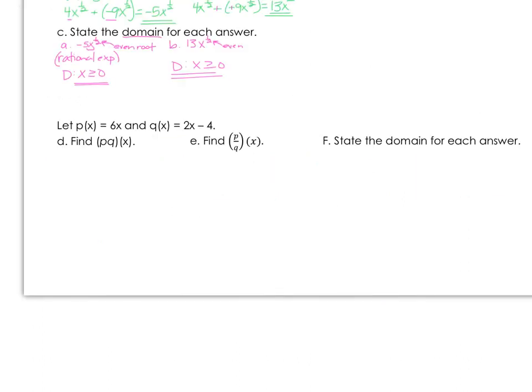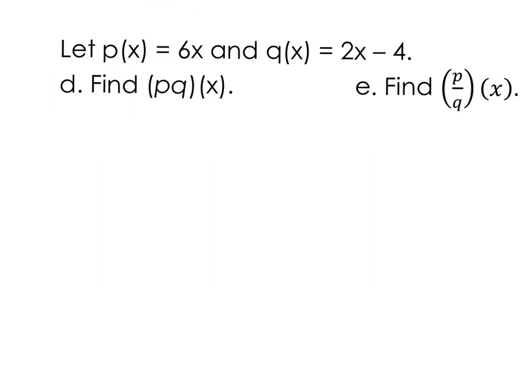All right, last but not least on this page, please write this down. Let p of x equal 6x and q of x equal 2x minus 4. We're going to find their product, their quotient, and then state the domain for each answer. Write this out first. These are the last 3 examples on this page, and then press play, and we'll walk through each of them separately. Example D wants us to find the product pq of x.